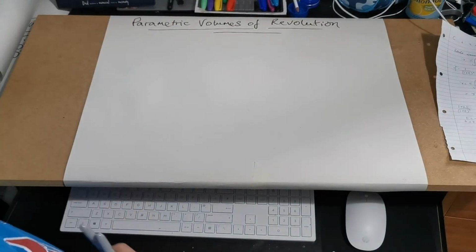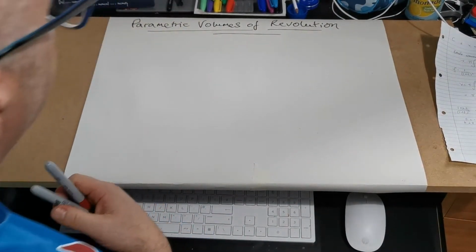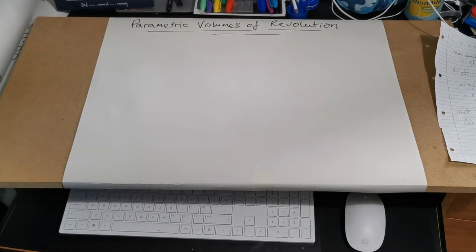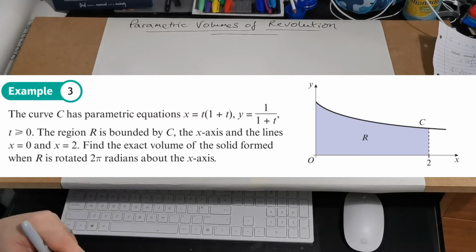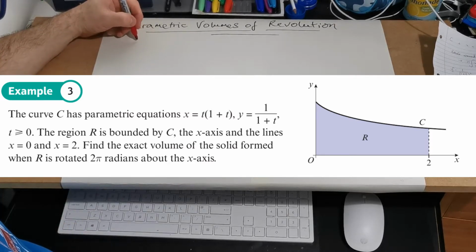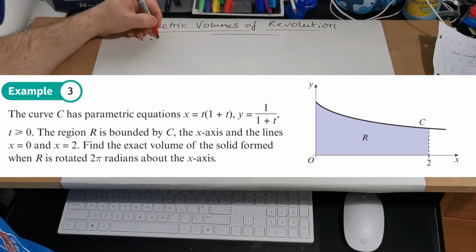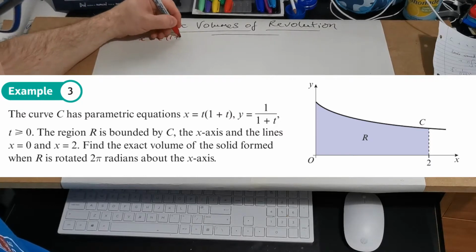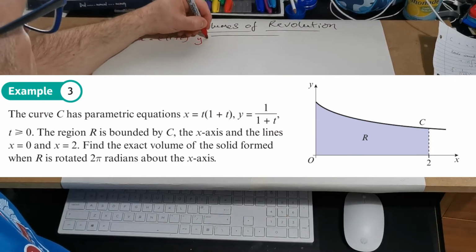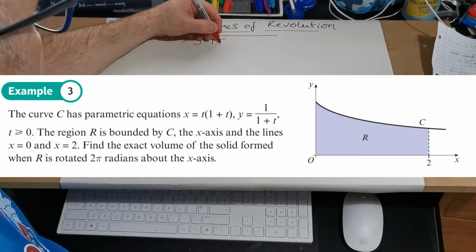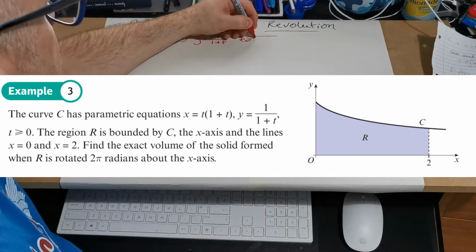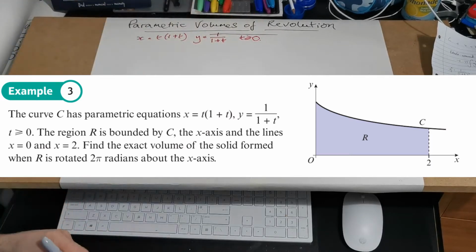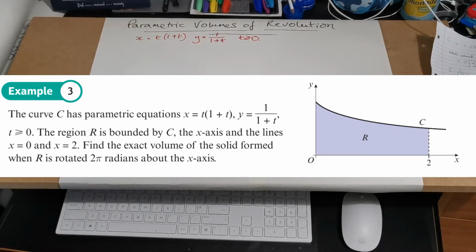Hi guys, today we're going to conclude our series on volumes of revolution by thinking about what happens to a parametric equation. This example says a curve C has parametric equations x equals t times (1 plus t) and y equals 1 over (1 plus t). And really importantly it says t is greater than or equal to 0. So we've got a curve there that's defined parametrically.